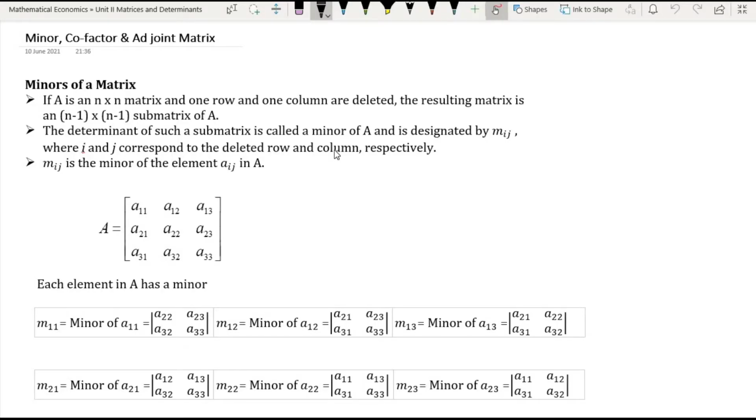Hello everyone. In today's video, we are going to deal with several concepts related to matrices and determinants. Let us first discuss what is the minor of a matrix.